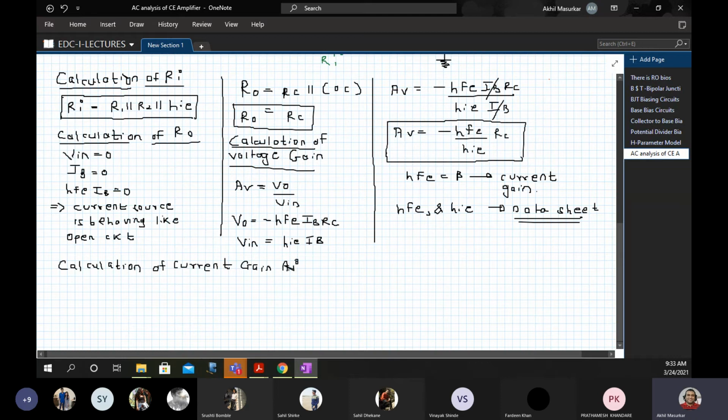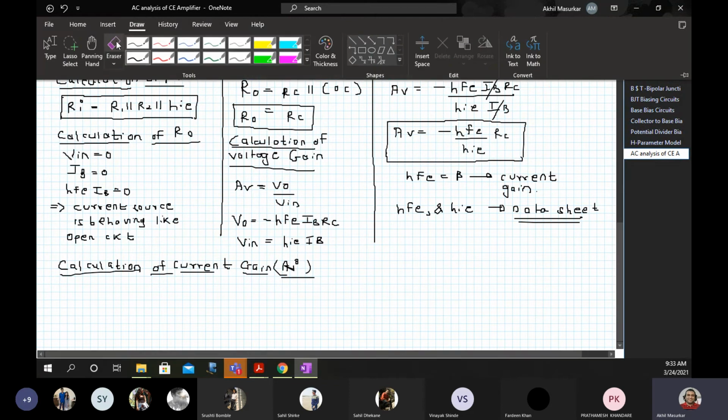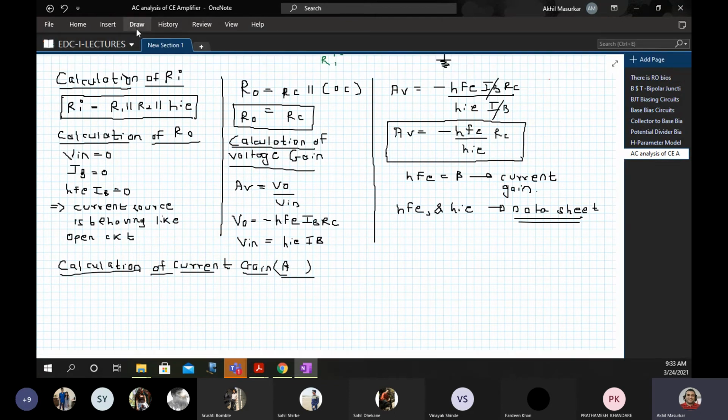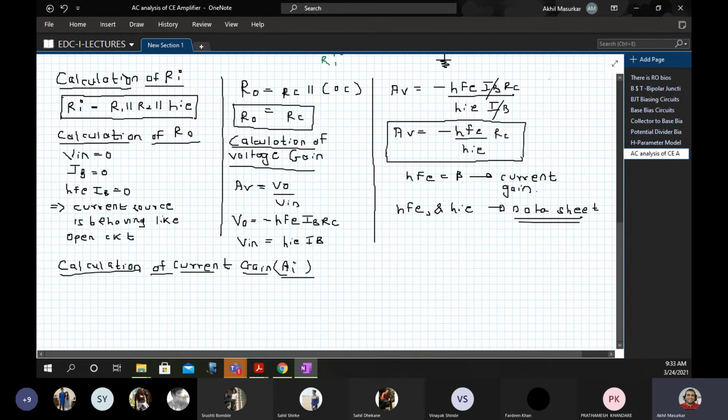That is AI. Just writing it a little bit properly. So again, the standard definition of AI is I naught upon the input current, and this we can write as I naught upon IB into IB upon II. So just multiplying and dividing by IB, nothing else.